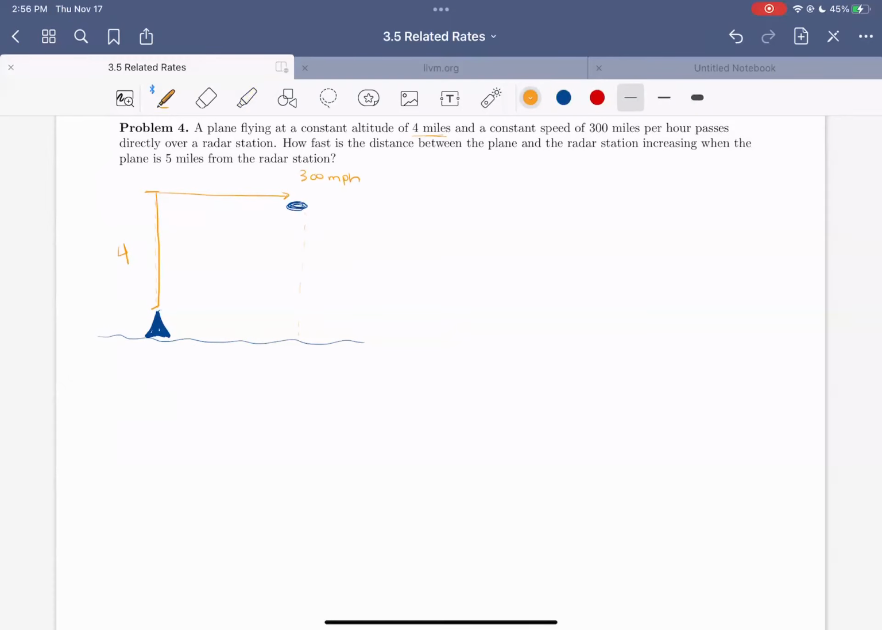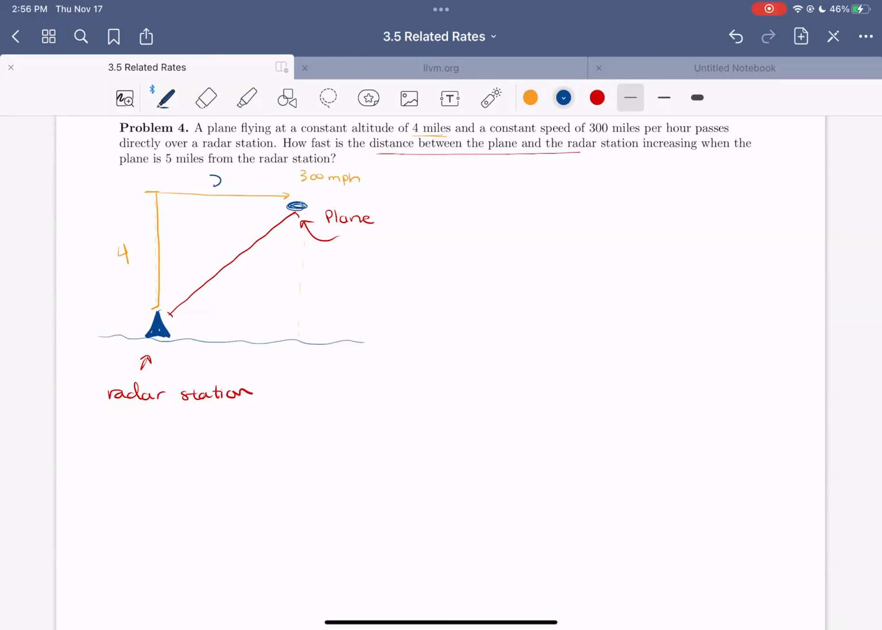How fast is the distance between the plane and the radar station? So we want to know the distance between the plane and the radar station. So this distance, how fast is this distance increasing when the plane is 5 miles from the radar station? So I'm just going to make sure we have all of our images set here. So here's the plane, here's the radar station. So we have everything set up now. Let's just put on some labels.